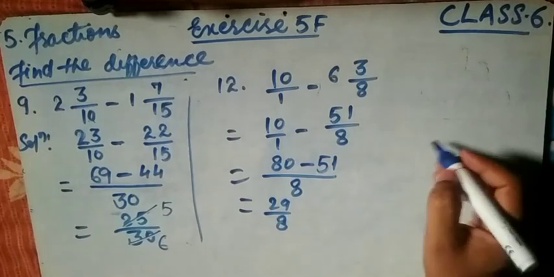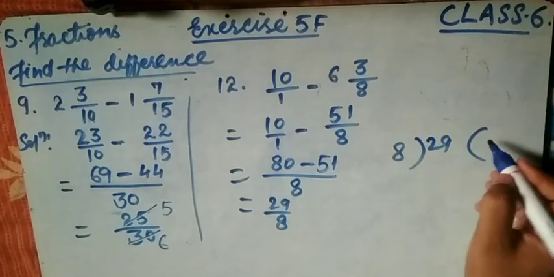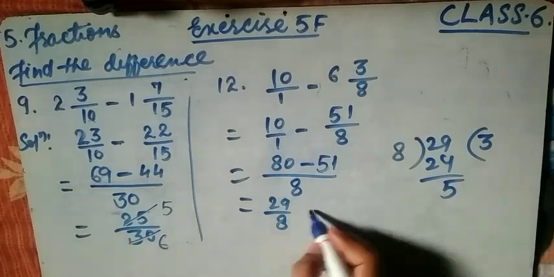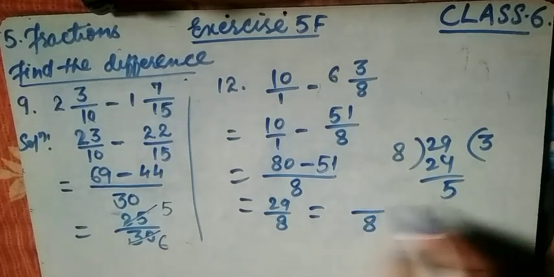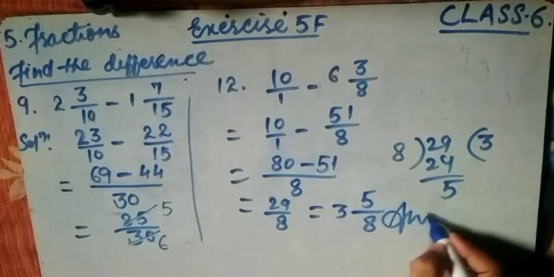Now change it into a mixed fraction. 29 divided by 8: 8 times 3 is 24, the remainder is 5. So 8 stays as it is, this 5 is up and this 3 is on the left side. This is your final answer. I hope you will understand.